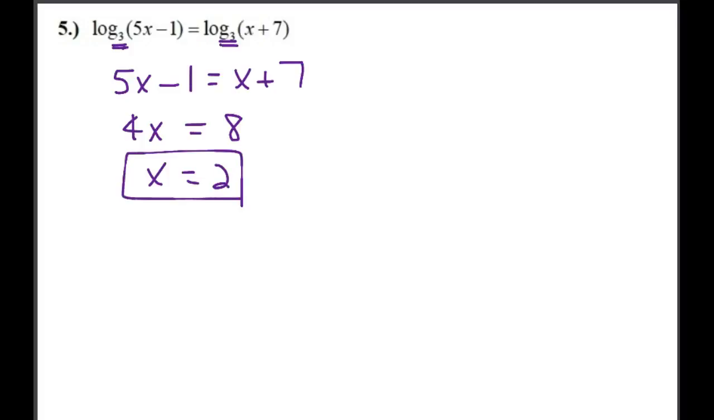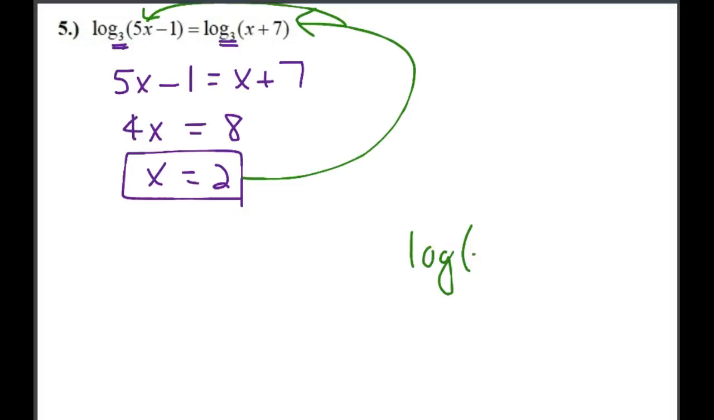As you do these problems, you want to check to make sure that when you solve for x and put it back in here, you get a positive value. If I plug in 2, I'll have 2 and 7, which is 9, a positive value. If I plug in 2 on this side, I'll have 10 minus 1, which is 9. So this is fine. If I end up with something like log of, say, -1, this is no good. You can't take the log of a negative value or of 0.